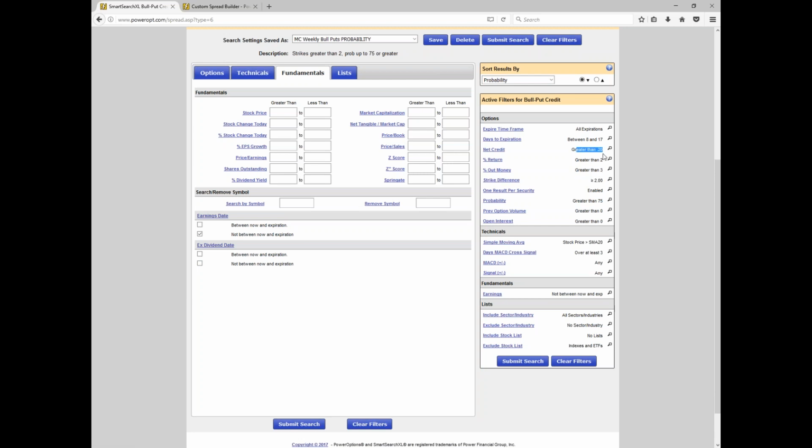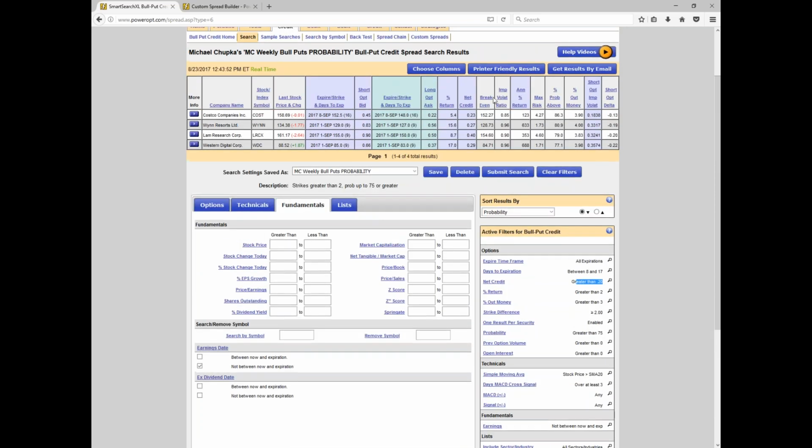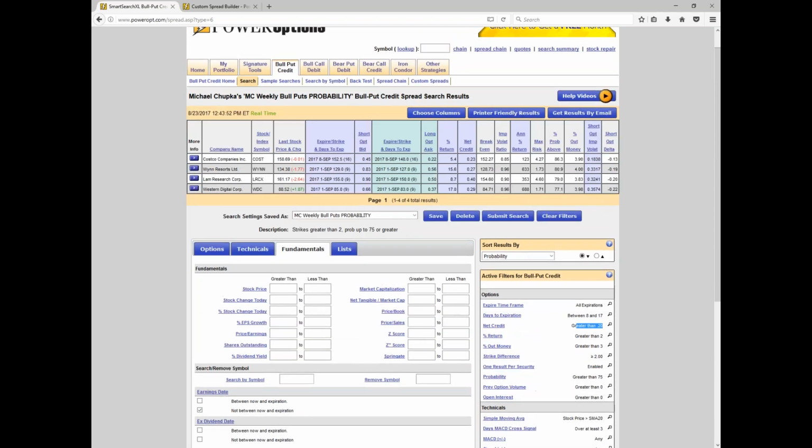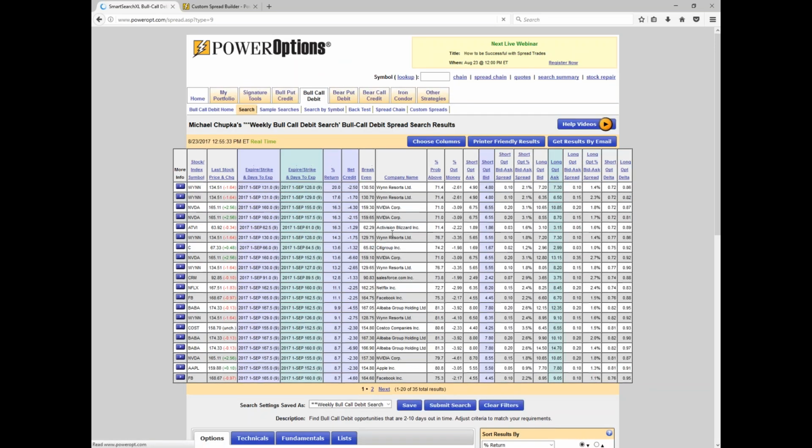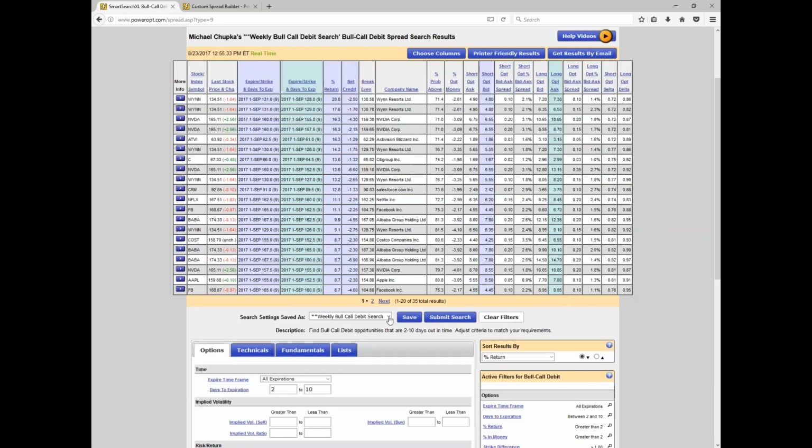But now instead of a net credit of greater than 20, I'm probably going to use a percent return of greater than, let's say, 5 or 6%. So let's go ahead and do that. Let's go to bull call debit. We'll put in our criteria, same as we saw. First steps first, I'm going to clear the filters.